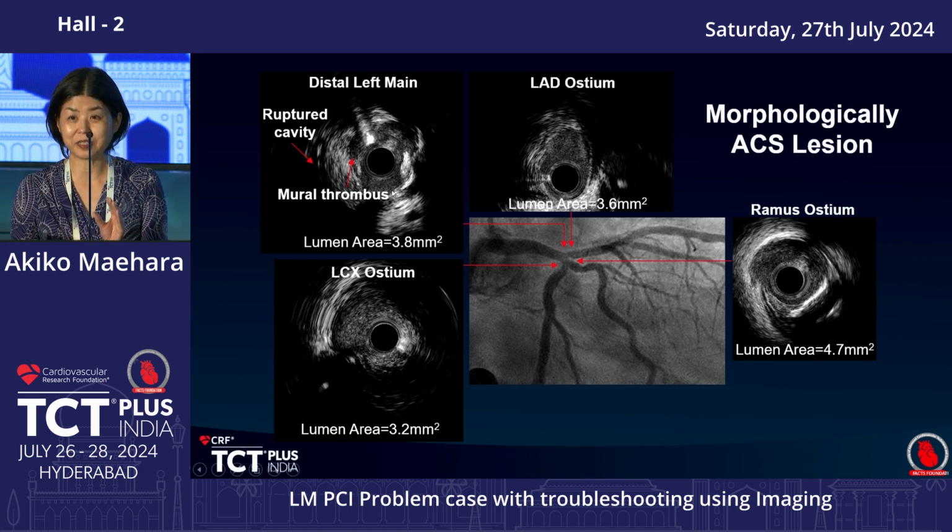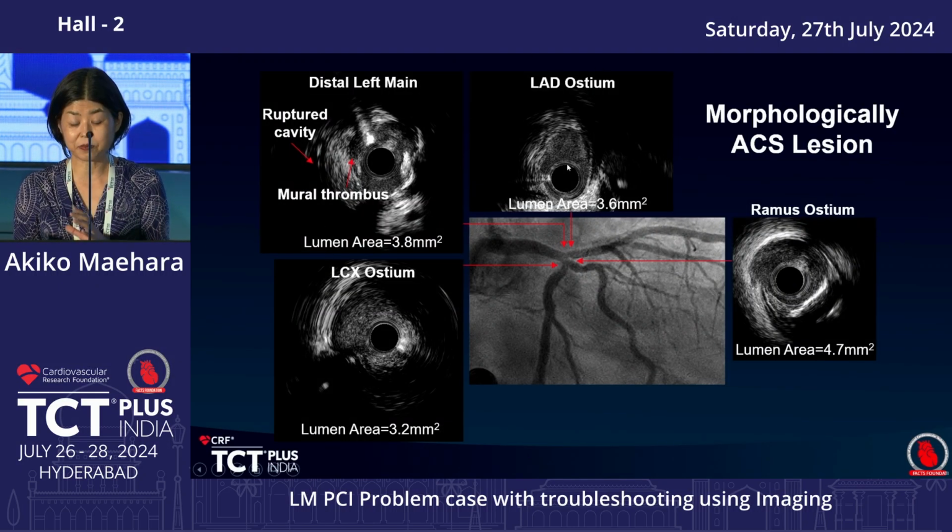Number one, left main is very significant. Number two, I see something on the top of the plaque. This I diagnosed as organized thrombus on the plaque. Deep side, I see like a ruptured cavity. So altogether, it seems this is recent rupture and thrombus on the top, and then acute stenosis progression, causing this type of symptom.